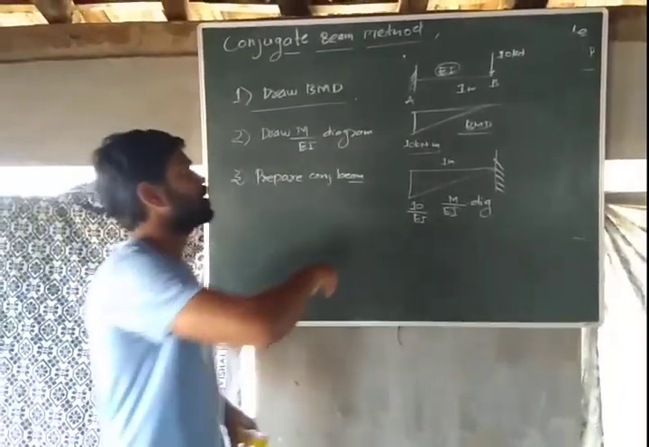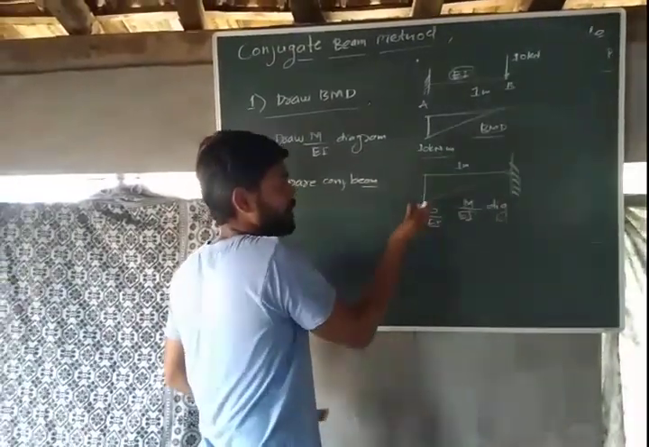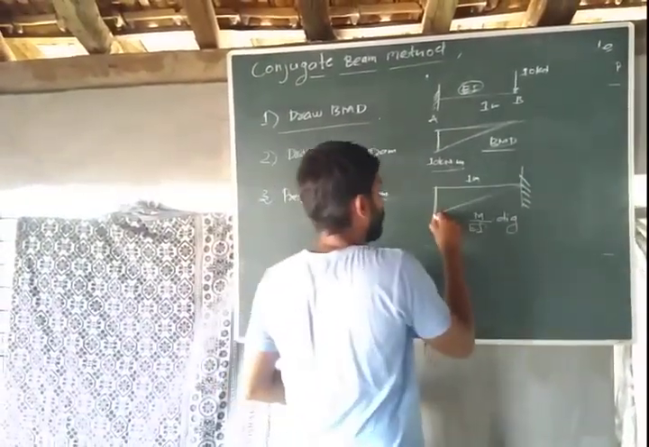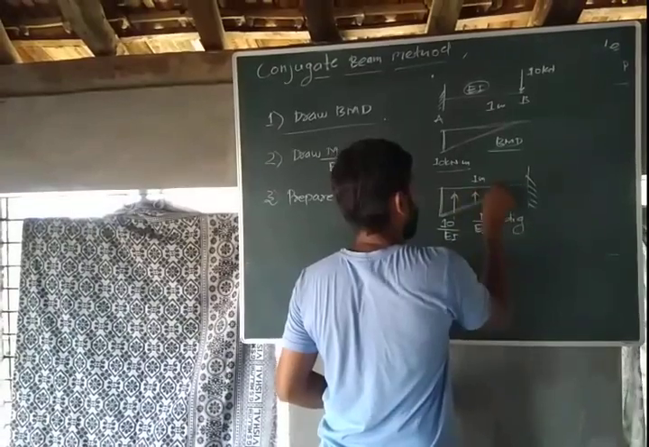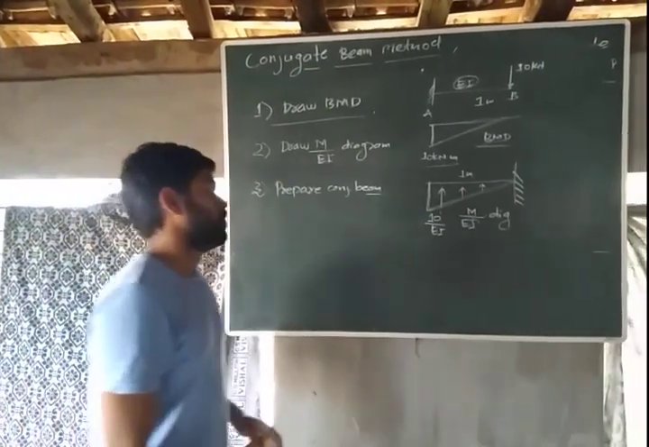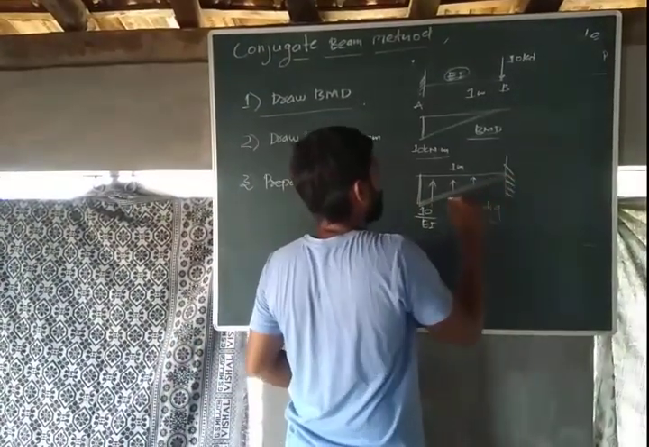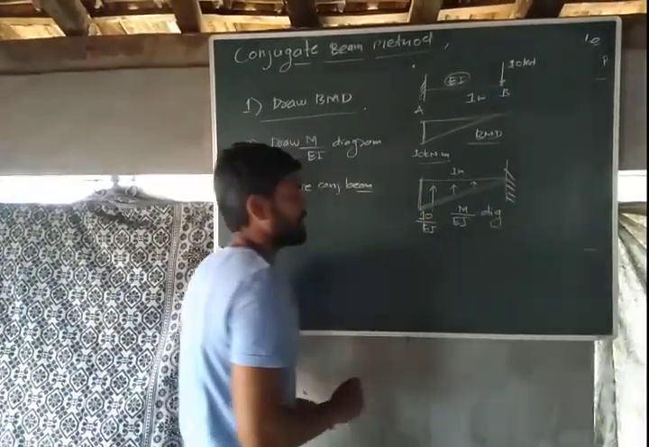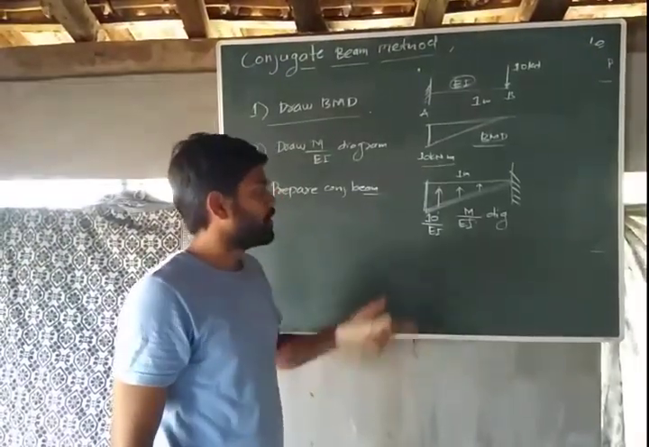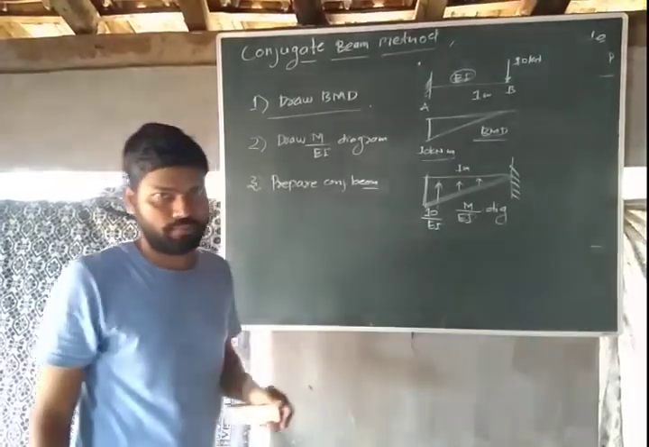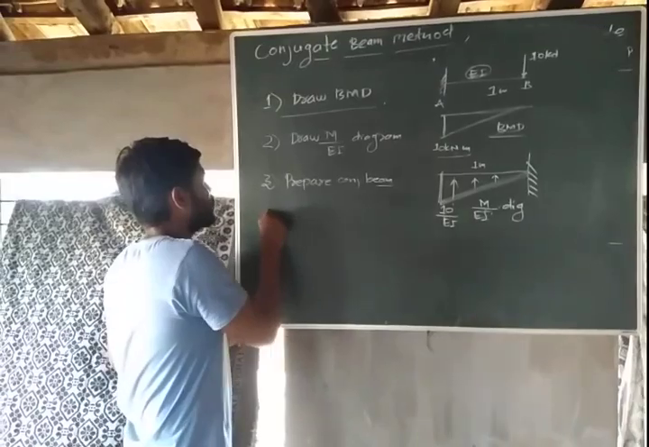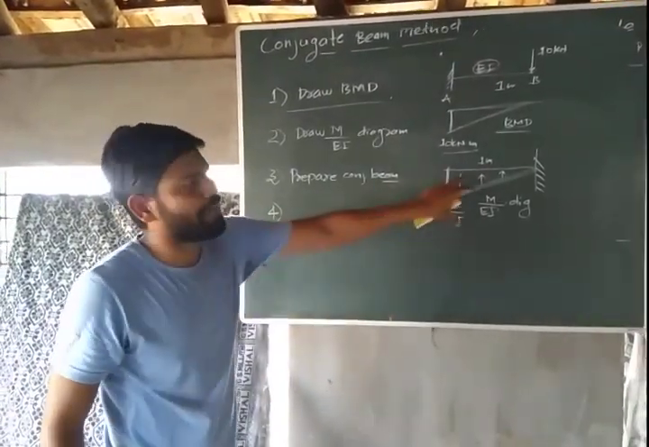Next, the load. What will be the load on this beam? The load will be nothing but this M upon EI diagram. So this is your load on the beam. Now this load diagram is triangular, which means the maximum intensity is 10 divided by EI at the free end, whereas it is 0 at the fixed end. So this is nothing but a uniformly varying load. This is my conjugate beam.